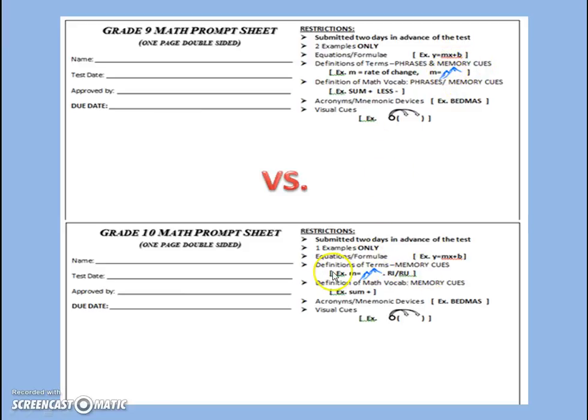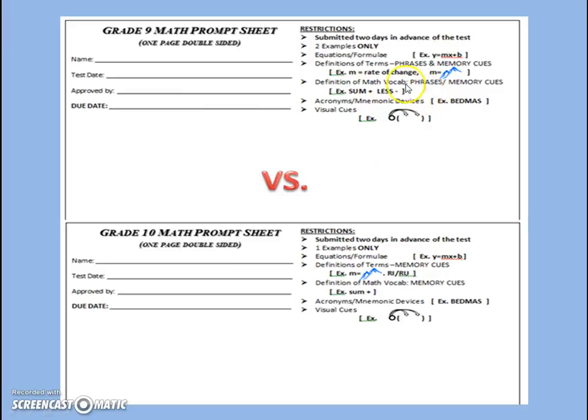Notice, however, in the grade 10 prom sheet, the phrase is not recommended. We really want to push memory cues. So one might be a picture of a mountain if you're a visual person, and the other one might be RI over RU. So it could easily symbolize rise over run. So that's an interesting way of identifying slope.